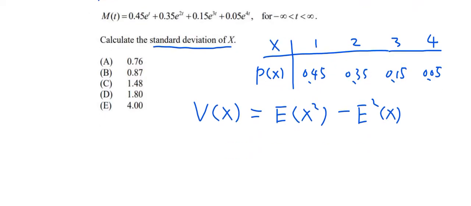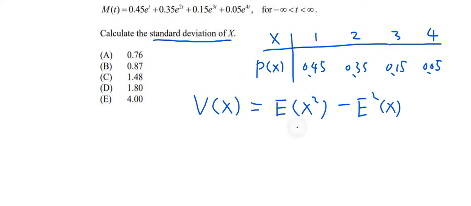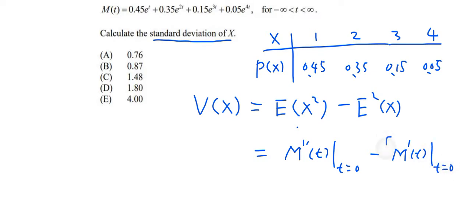The other way is to find this from the moment generating function. The second moment is just the second derivative at t equals 0, and then we minus the square of the first derivative at t equals 0. We can also use this way. So there are two ways, and which one is better? Almost the same.